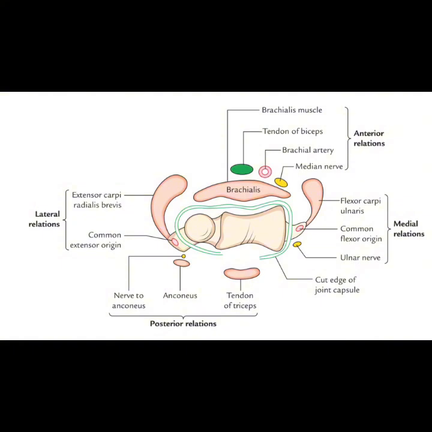On the medial side, we have the common flexor muscles, which are for the anterior compartment of the forearm. They originate at the medial epicondyle, which marks the medial relation. And on the lateral side, we have the common extensor origin, which is the muscles of the posterior compartment of the forearm. You get it now? These are muscles that are both superficial and deep. So don't forget.